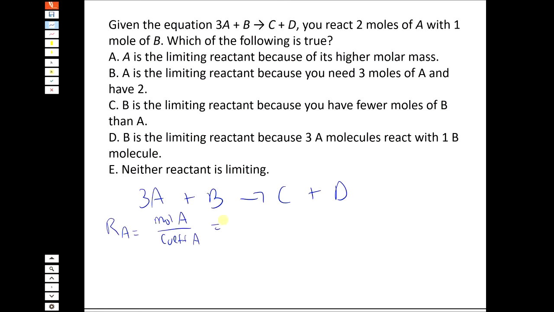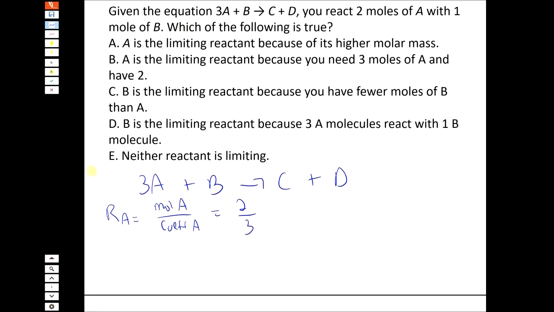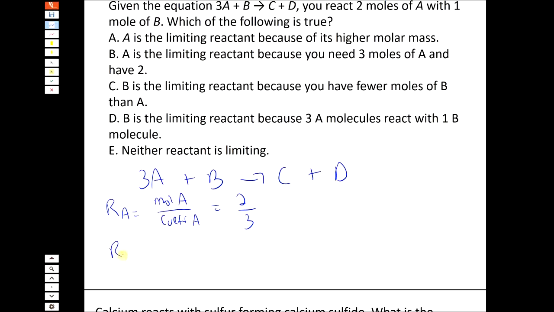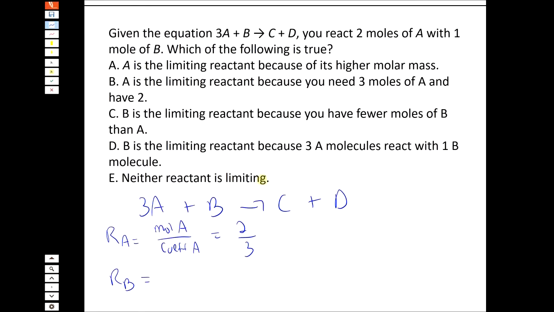So for A, we are told that we're reacting 2 moles of A, so we're going to put 2 in the numerator, and then we divide that by the coefficient. The coefficient in the balanced equation is 3, so 2 over 3 is the ratio for A. And then for B, we have to do the same thing for stoichiometric ratio. So the moles of B that are present, which is 1, we're told here they have 1 mole of B, and we divide that by the coefficient for B, which is also 1. There's no coefficient in the equation, which means it's assumed to be 1. So the stoichiometric ratio for B is 1.